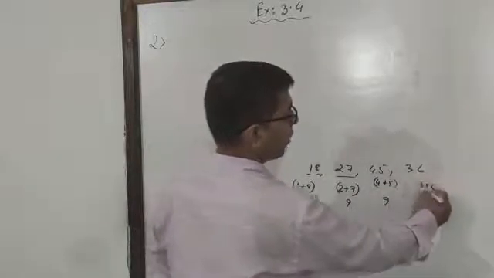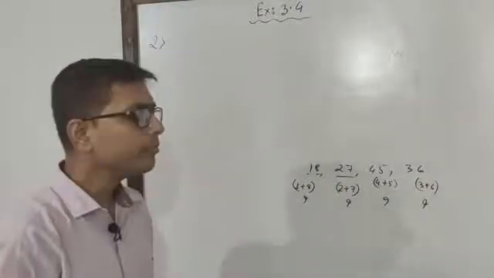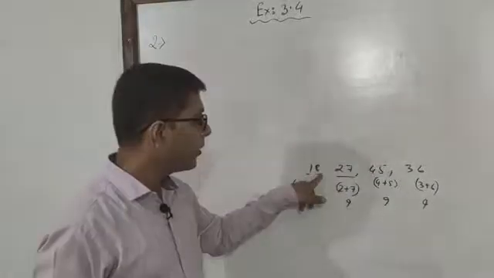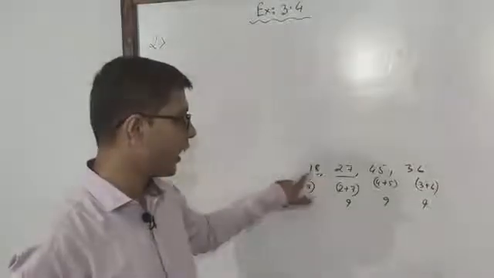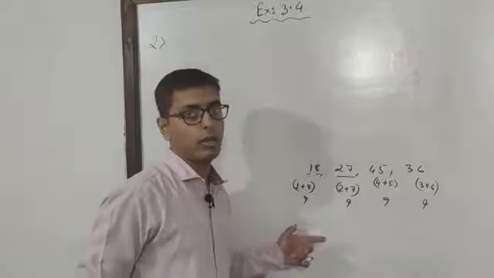3 plus 6, the total is 9. It may be any of the numbers. Okay, so we have a two-digit number. If you add the digits, the unit place digit and the tens place digit, directly, you get 9. This is the condition given, okay?